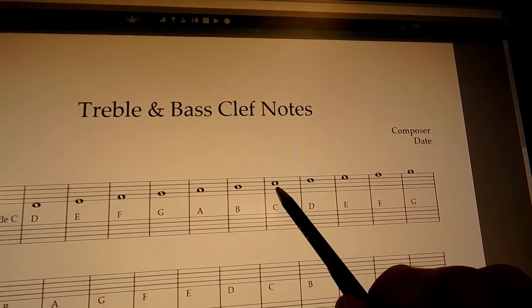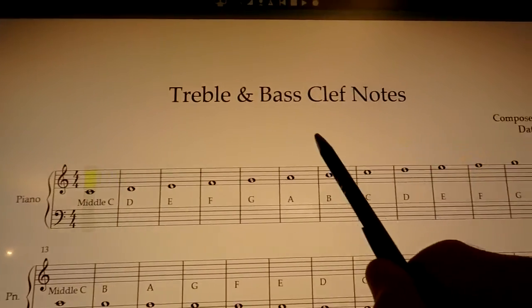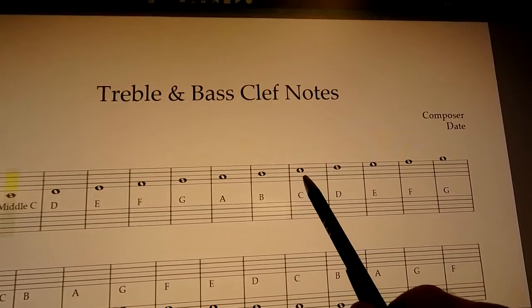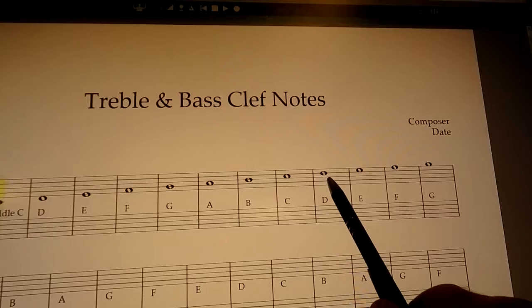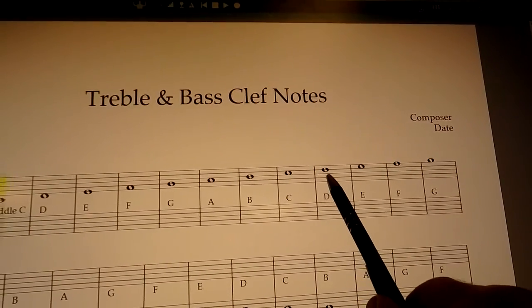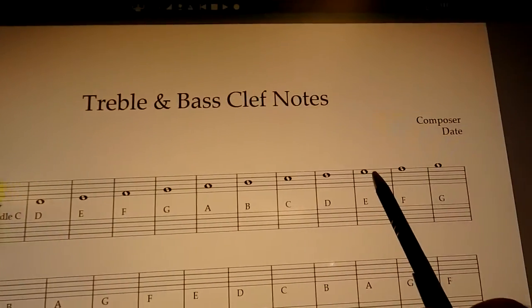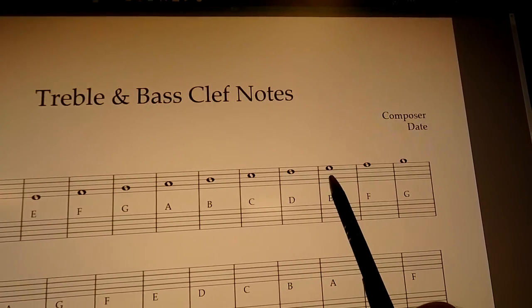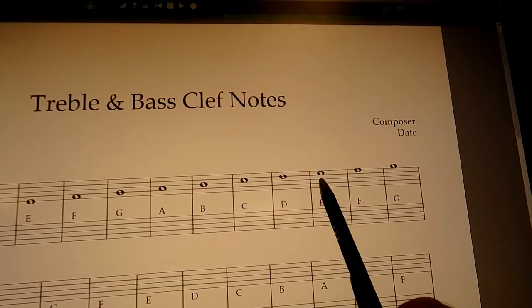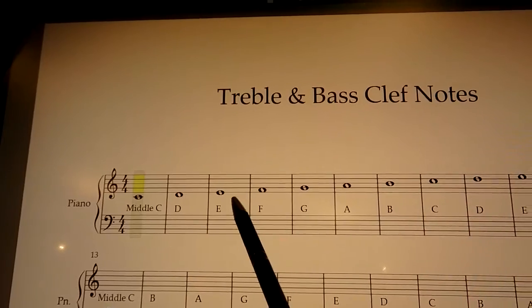And this C is one octave above middle C. Okay, it's the next C up from middle C. D is written on the fourth line of the treble clef staff. This D is one octave above this D. Okay. E is written on the fourth space of the treble clef staff. This E is one octave above this E.